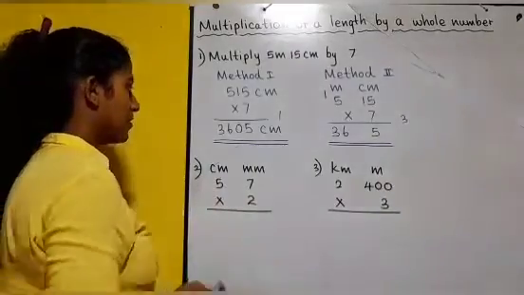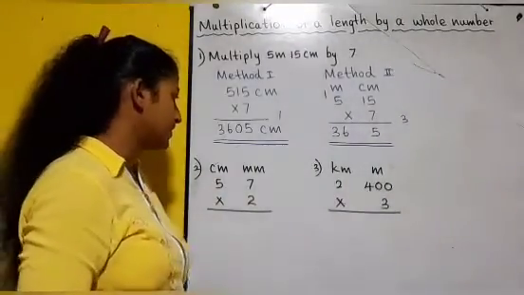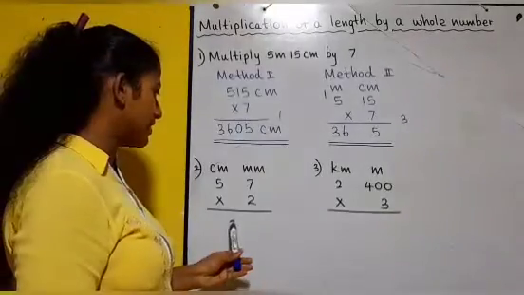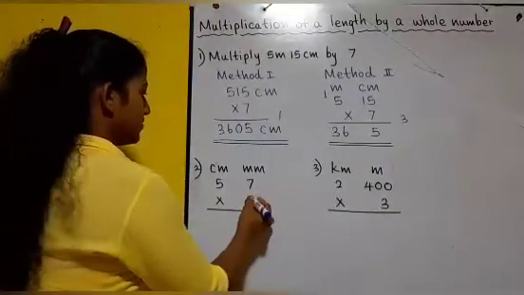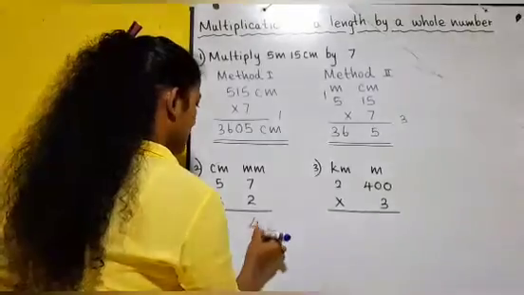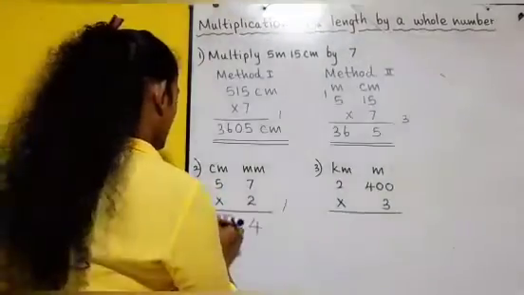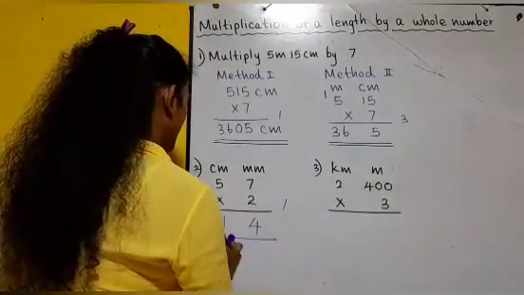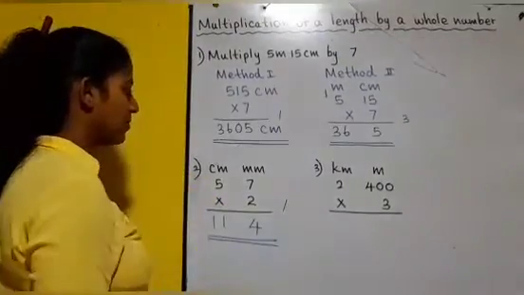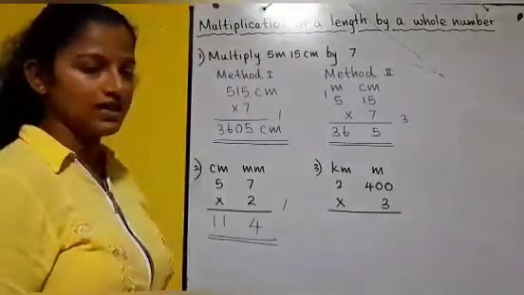Then the second example, 5 centimeter 7 millimeter multiplied by 2. 2 times 7 is 14. 1 remaining. 2 times 5 is 10. 10 plus 1 is 11. 11 centimeters 4 millimeters is the answer.